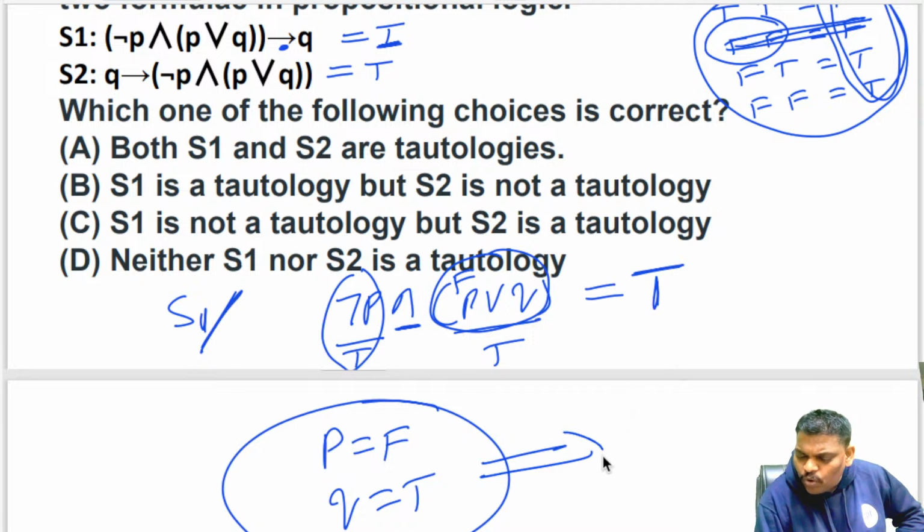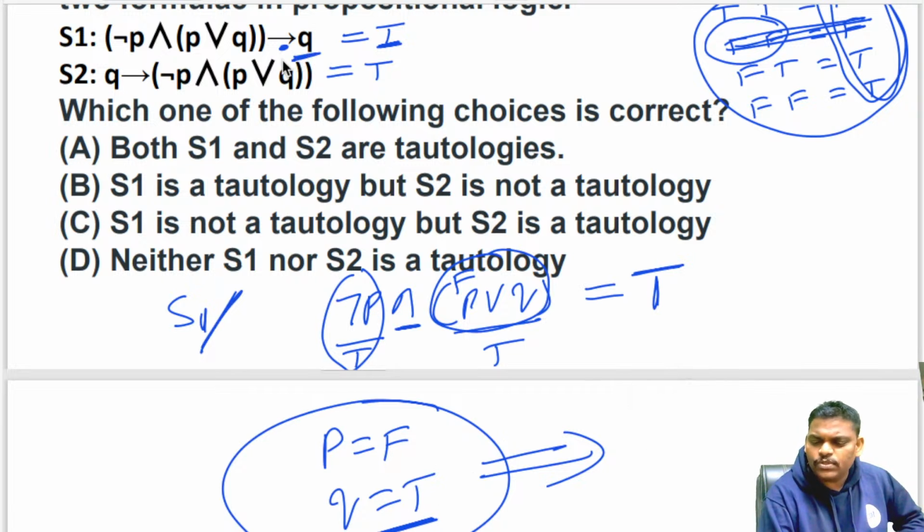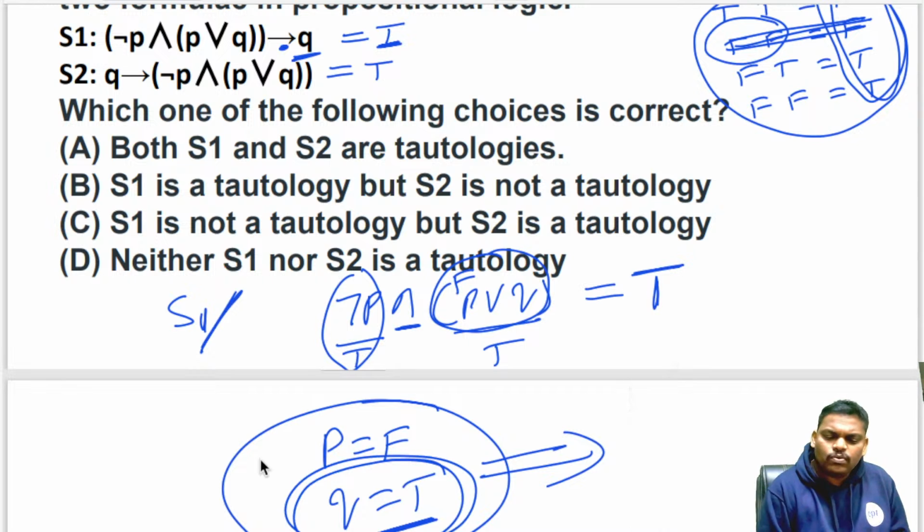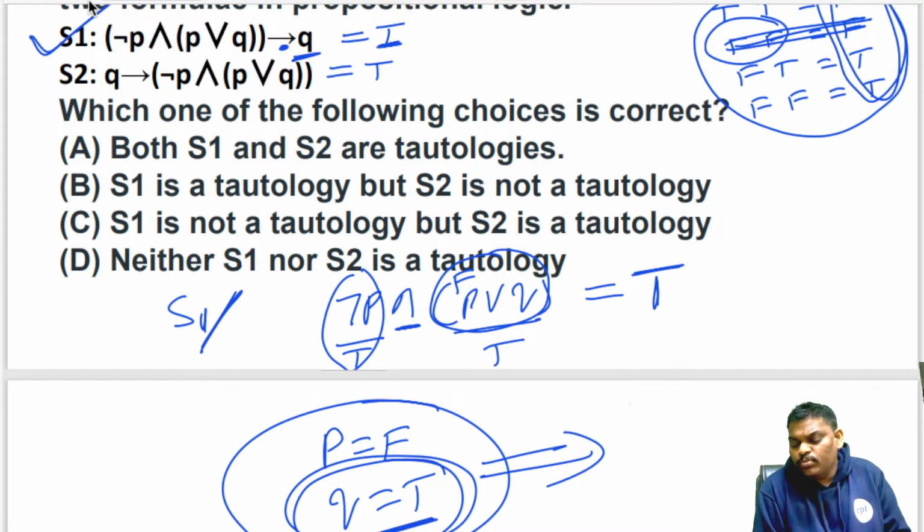Now go to the right side and substitute. The right side has only Q, and Q is true. By assuming left true, I proved that right is also true. So S1 is a true statement. By assuming left as true, I got the conclusion that Q is true, which is the right-hand side. So S1 is perfect. Let's go to S2.